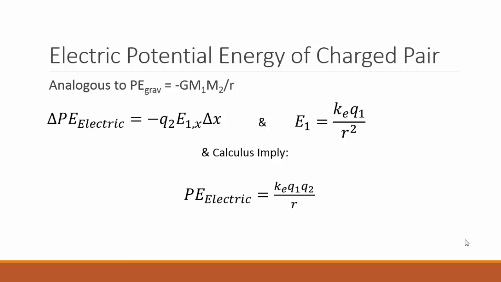And the other thing to note is that it has similar types of variables in the same spot. So capital G is a constant that describes how strong gravity is. K sub E is a constant that describes how strong electric stuff is. M1 and M2 are the two masses that are causing the gravitational potential energy, and Q1 and Q2 are the two charges that cause the electric potential energy.